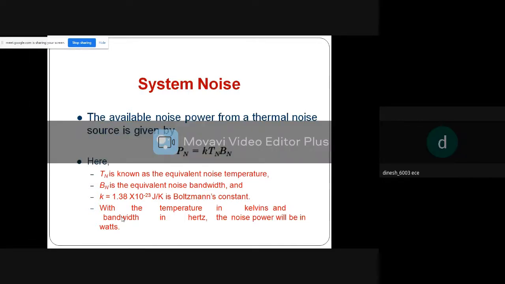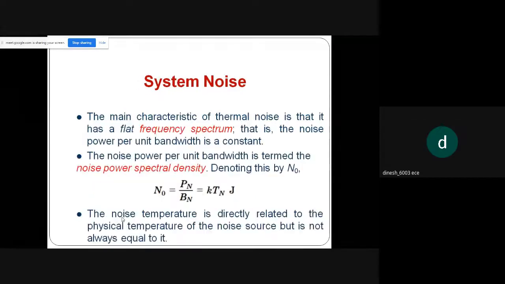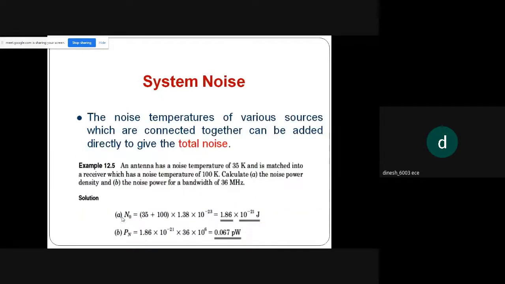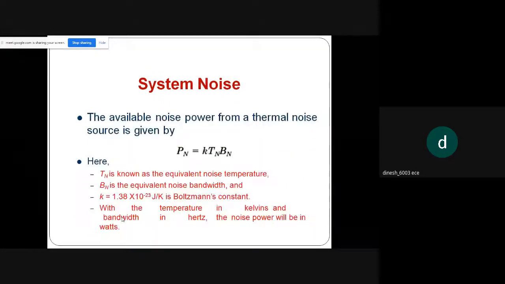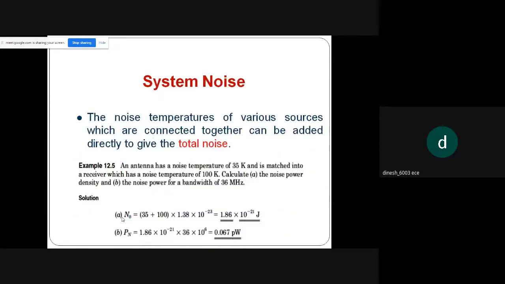With the temperature in Kelvin and bandwidth in hertz, noise power in watts. Okay, so this is your thermal noise. So now let us see a problem on this.